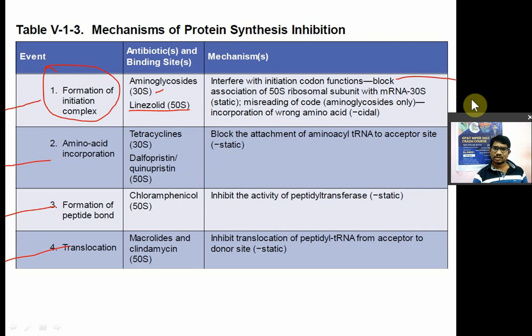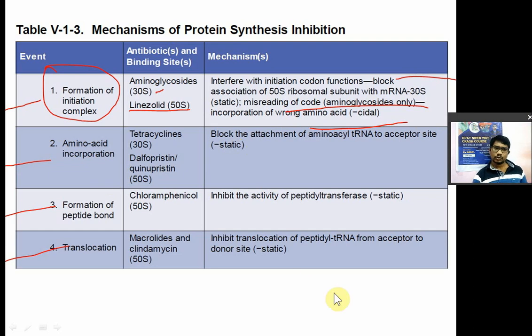Now some of these drugs will cause misreading of the code. Particularly aminoglycosides cause misreading of mRNA and incorporation of the wrong amino acid, which leads to a bactericidal effect. Those that only prevent the formation of the initiation complex are bacteriostatic in nature. Those that incorporate a wrong amino acid in the protein have a bactericidal action.